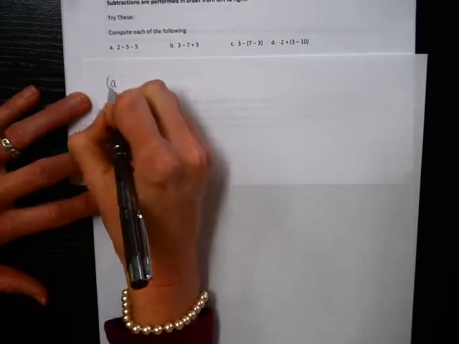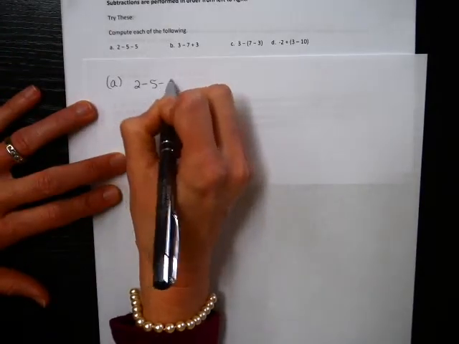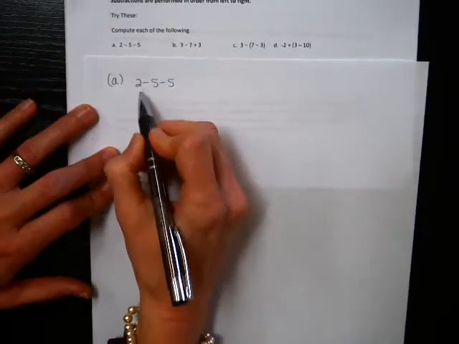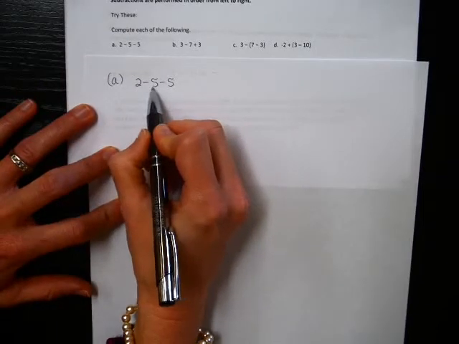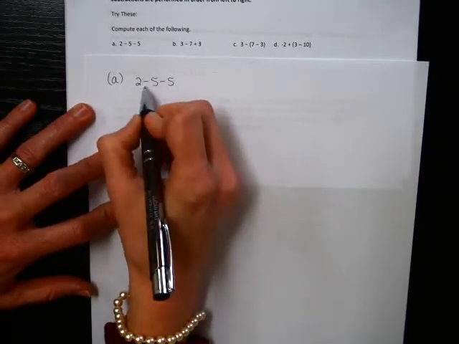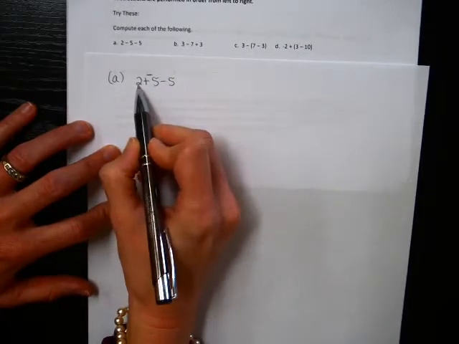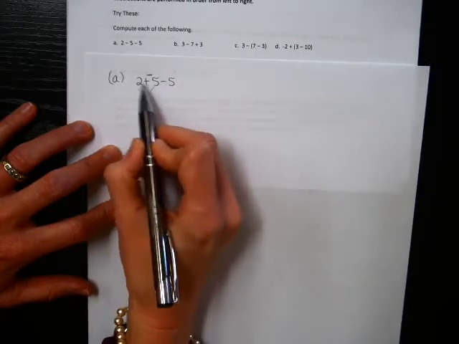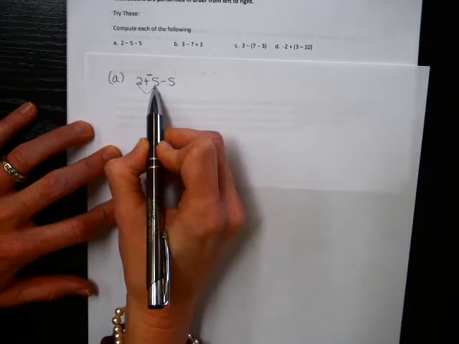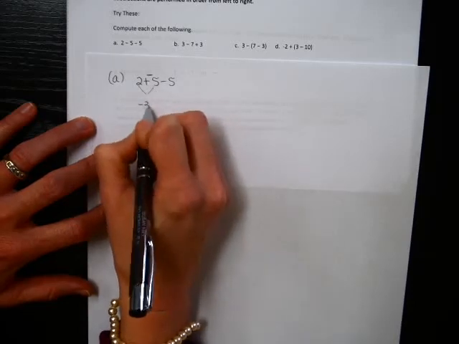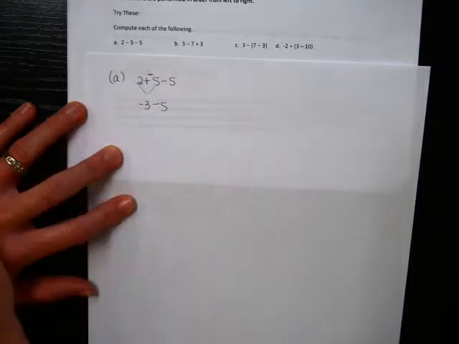And we're going to start with A. So 2 minus 5 minus 5. I would start here with 2 minus 5. Well, 2 minus 5, remember, is the same thing as 2 plus negative 5. And so I would subtract because signs are different and keep the sign of the higher number. So I get negative 3 minus the 5.